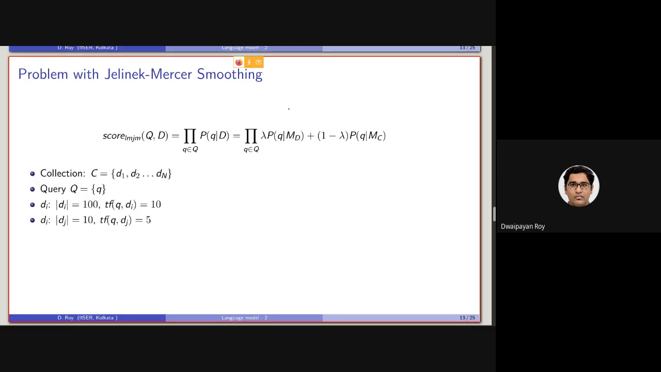So let's consider a collection having n documents and a query which is a single term query. Let's say there are two documents from this collection, DI and DJ, both containing the query term Q. In the DIth document, the query term is occurring 10 times. In the DJth document, the query term is occurring 5 times. And the length of DI is 100 and the length of DJ is 10. Extremely sorry, it will be DJ.